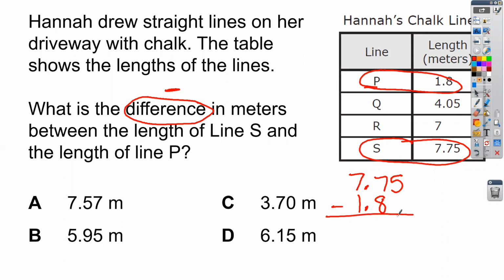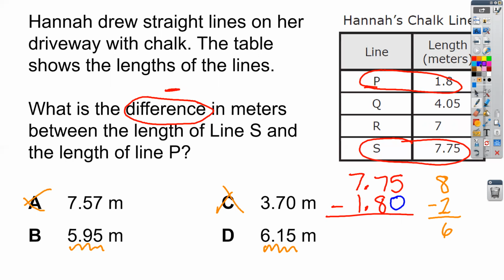Now remember, we have to line up our numbers or our decimals. And if you would like, you can add a 0 as a placeholder. Now again, I would suggest estimating to see if this will help us narrow it down. I would say 7.75 is close to 8, and 1.8 is close to 2. If I subtract, I get 6. Well, this is close to 6, so is that one. But knowing how to estimate, I can eliminate for sure A and C.